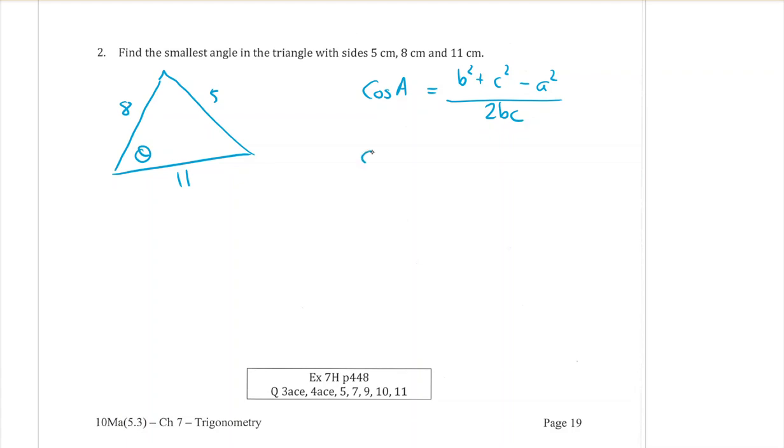So let's sub in cos of my angle that I've called theta, the 8 squared and the 11 squared, so the two adjacent arms, they're the ones that are added. And you subtract off the one that is opposite the angle you're trying to find, so minus 5 squared, over 2 times bc. The b and the c are whatever these first two numbers are, which is the 8 and the 11 again.